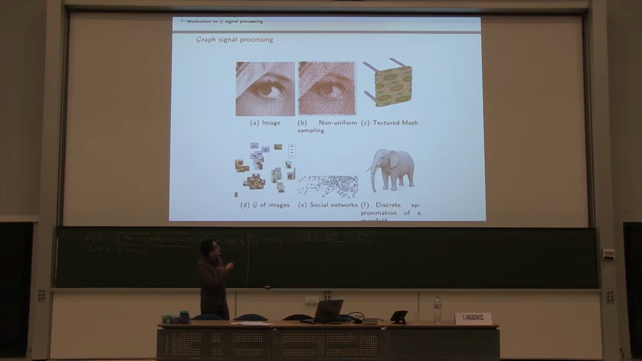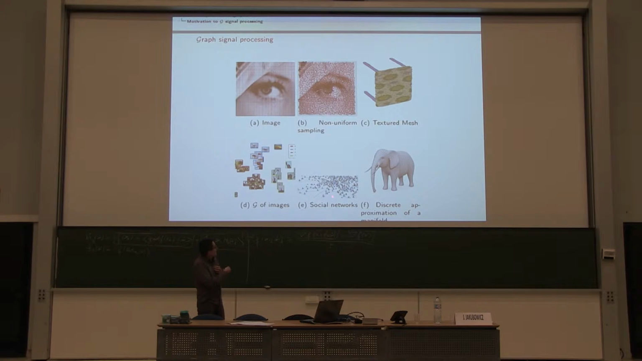For example, we can see what we call a textured mesh. We have 3D structures. In each node of the image, we have color information. Somehow, we want to define a theory to analyze all of these examples the same way. Also, especially in machine learning and pattern recognition, we are working on graphs of images. This mainly means that each node is an image and the connection is a similarity between them.